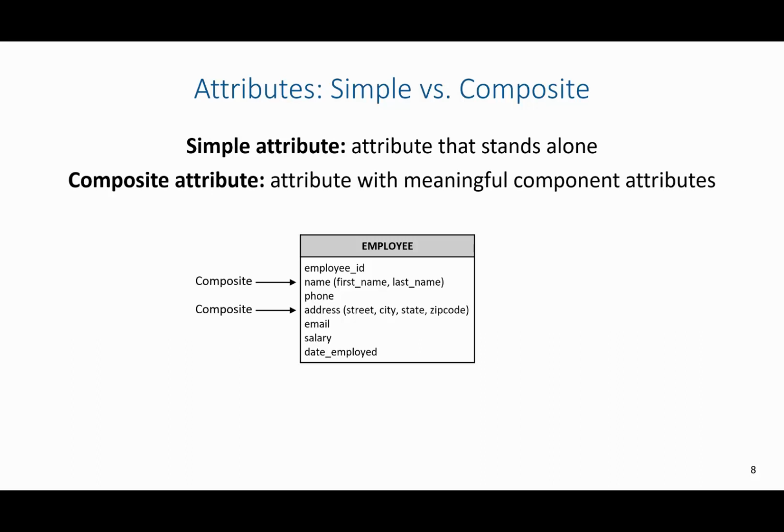So if we look at this employee example, we have name that has multiple components that make up the attribute. So first name and last name together make up the name. So this is called a composite attribute. Address also falls into this category. So all the other attributes that are represented here are simple attributes.